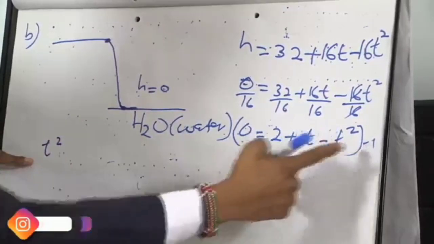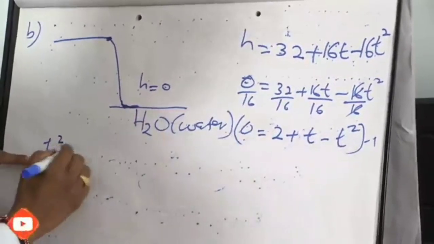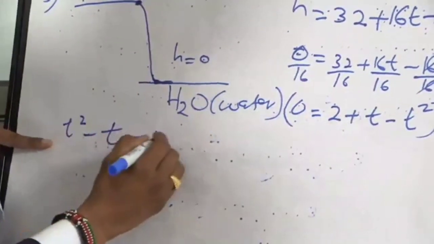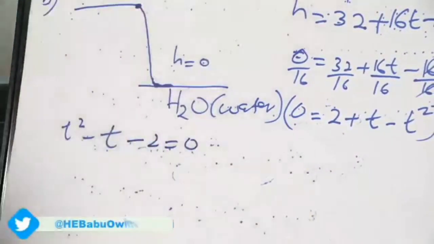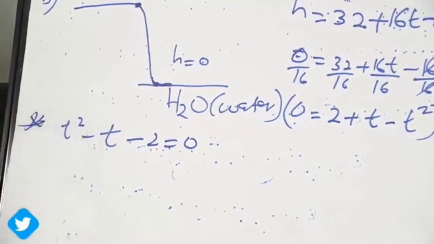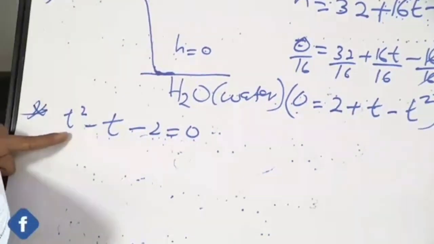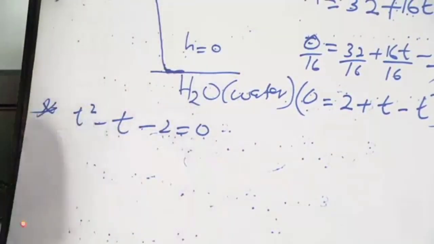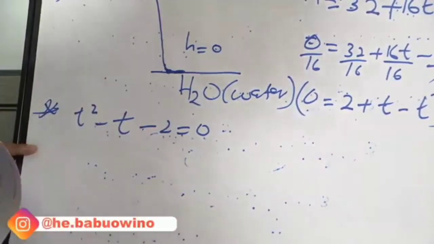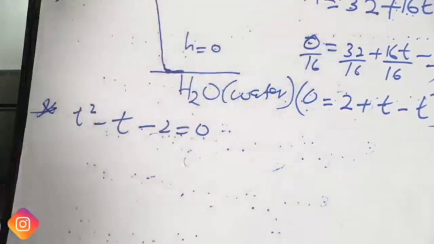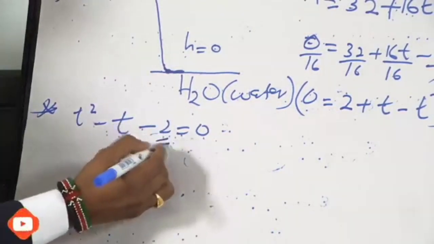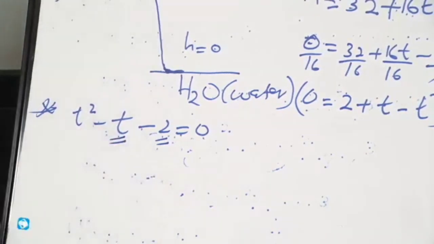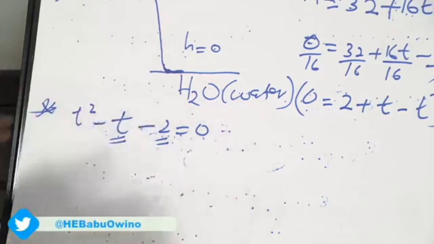You multiply -1 times t, you get minus t. Then -1 times 2, you get -2 equals 0. So with our value here, we factorize. This is a quadratic expression. In factorizing the quadratic expression, we look for two numbers that when you multiply give you -2, but when you add the two numbers, give you -1, or -1t.